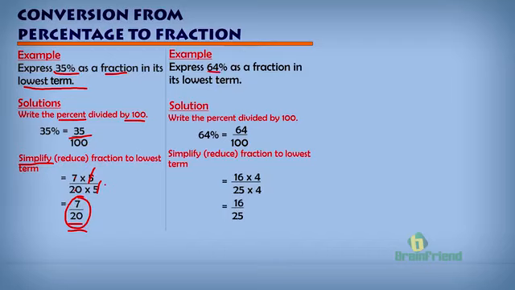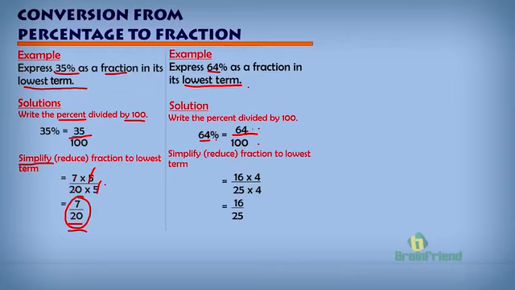Next, if you are also asked to express 64% as a fraction in its lowest term, again, we write 64% as 64 all over 100. We also go ahead to simplify this. Let's find two factors, that is two numbers that will multiply that will give us 64, and also find two numbers that will multiply that will give us 100, bearing in mind that each number that we find, there should be a common number that we can divide to give 1.